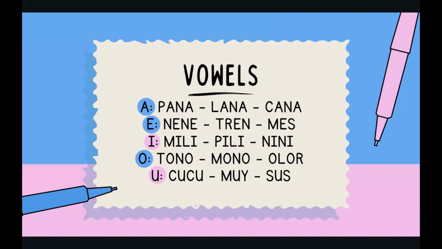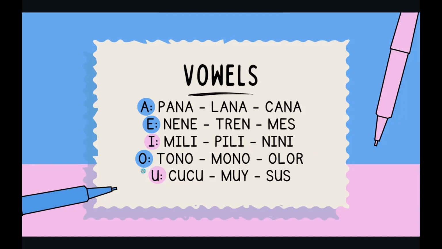Now, the next one is the letter E. This is not "ee", but "eh". Therefore, these words are read nene, tren, mes. Then we have the vowel I. This is not "eye", but "ee". So we have mili, pili, nini.